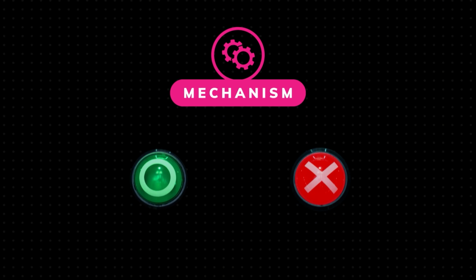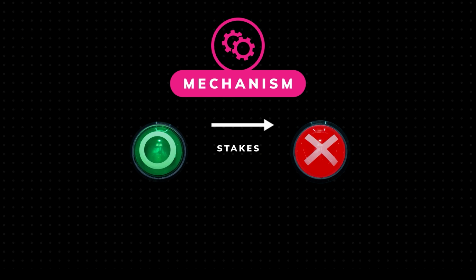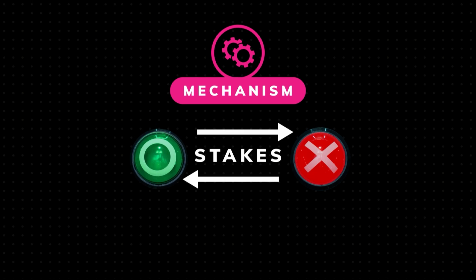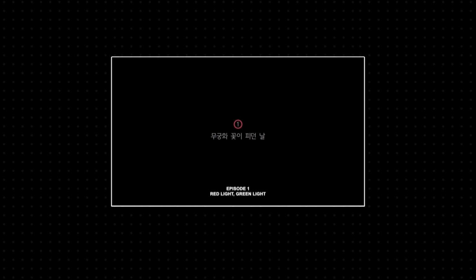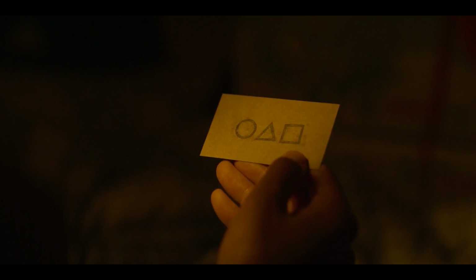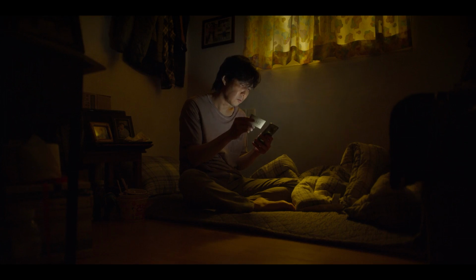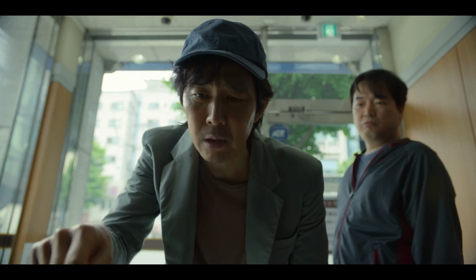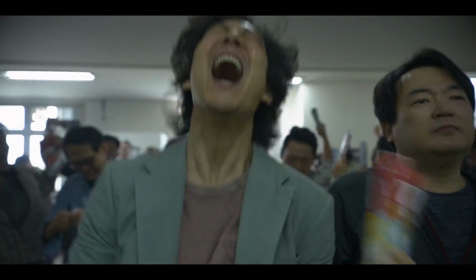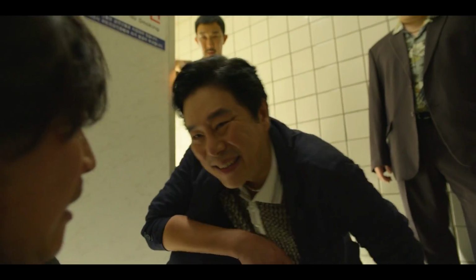The best way to build a clear choice is to build stakes for both sides of the choice. In Squid Game's pilot episode, the entire first half is dedicated to the difficult choice our protagonist Gi-hun must make. Gi-hun is a gambler with a lot of debt, and after he wins big betting on horse races, loan sharks come to collect.